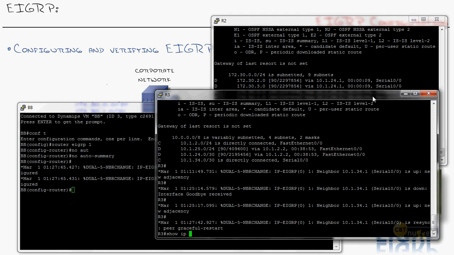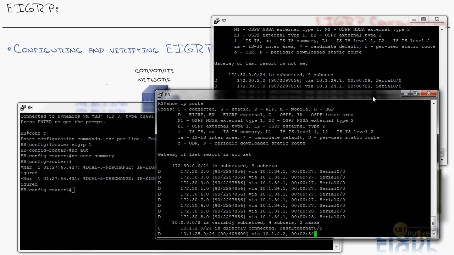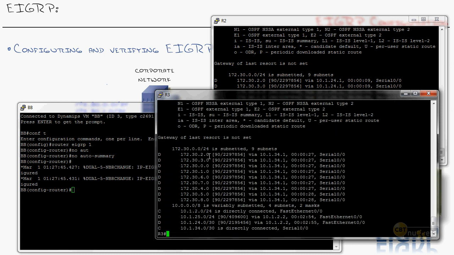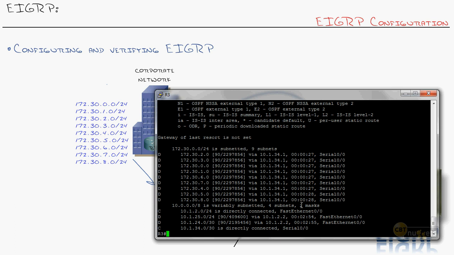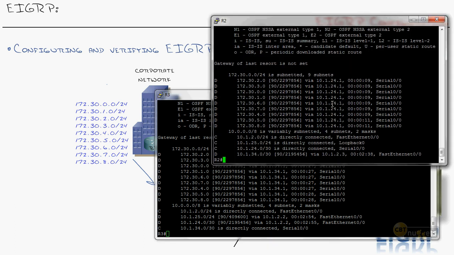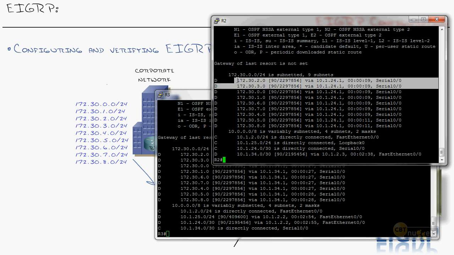So let me do a show IP route on router 3. Notice both routers have all of these routes. Now let's look at the lesser one. Router 2 has the worse link, so this link is not as fast. Let's look at router 2 again. It's still choosing its serial link. It's figuring it's more costly to go across the fast Ethernet than to just go out the WAN link myself. So yes, it's making the wise choice.